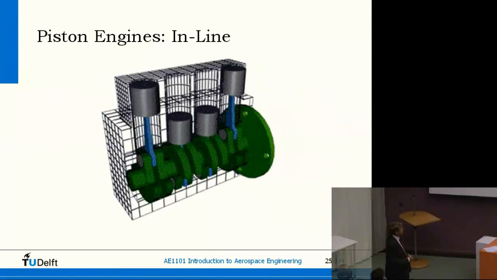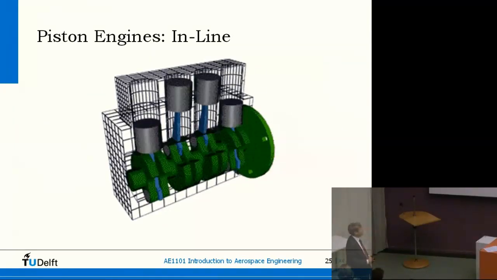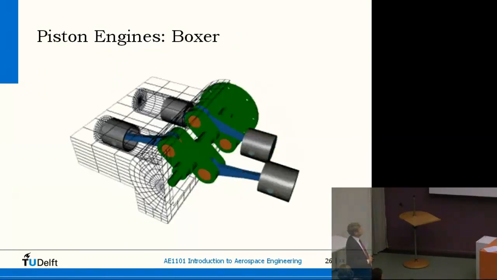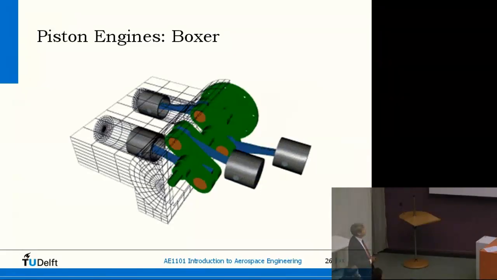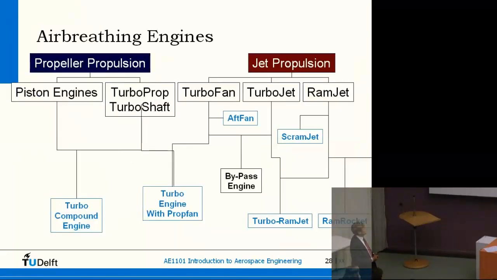Here's some beautiful animation showing the different setups you have. Inline means all the different cylinders are in one line. This is the most common setup. But you also see, for instance, the Boxer engine in general aviation aircraft. And there are different ways, for instance, the radial or the V. And they all have different mechanical advantages and weight-saving opportunities. So those are piston engines.